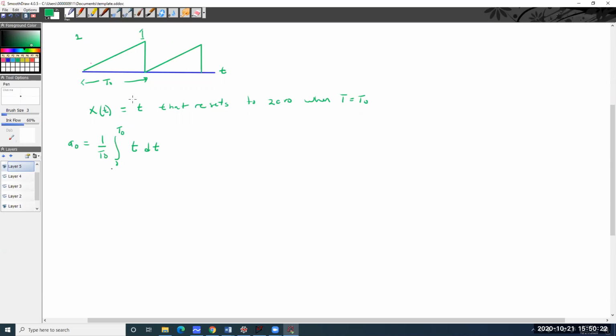So, in this range, right? It's just T, right? I could have a slope if I wanted, but it's really just T.